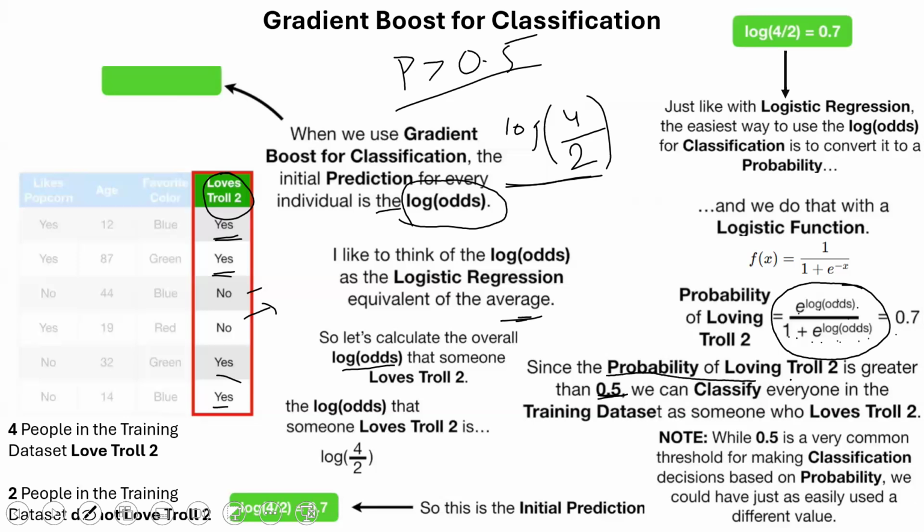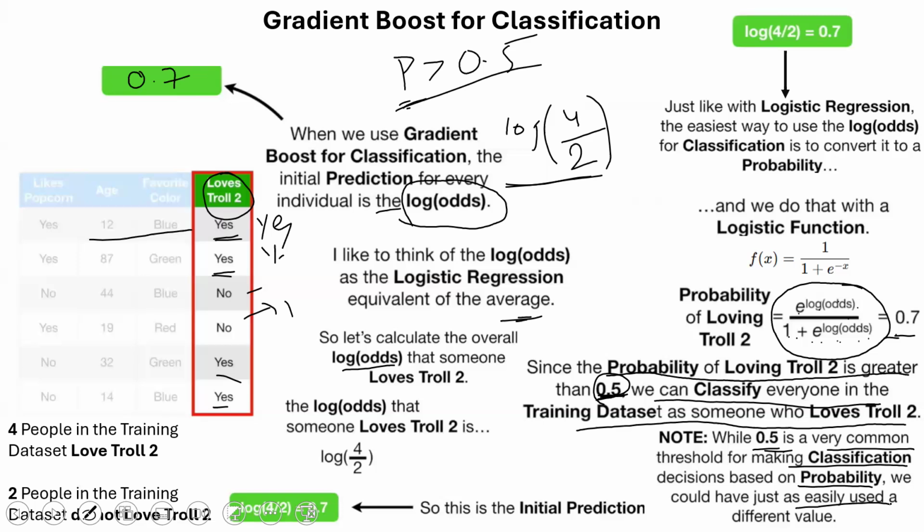Since the probability of loving Troll 2 is greater than 0.5, we can classify everyone in the training data set as someone who loves Troll 2. As 0.7 is greater than 0.5, and the probability that we calculated using the log of odds is greater than 0.5, we consider every person loves the movie Troll 2. So that would be the initial prediction. The initial probability that we have calculated is 0.7, and that says every person loves Troll 2. Yes, yes, yes, yes, yes. Everyone loves Troll 2.